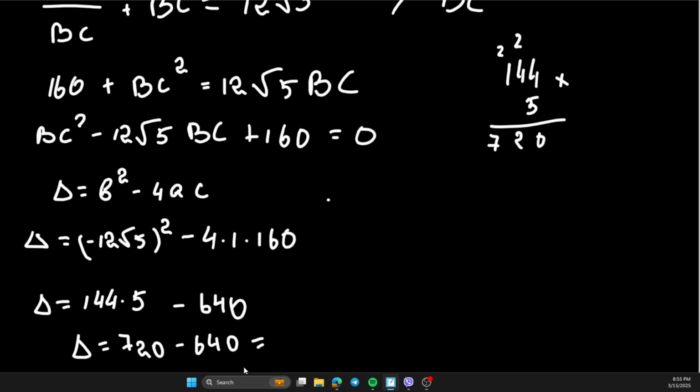Which is 80. Not going to lie, I completely guessed 80. I just looked at it and thought that makes the most sense. Now x1, or actually BC1. BC1 would be, wait, it's higher, so that means there would be two solutions. What was the formula again? Minus b plus or minus the square root of delta, over 2a.